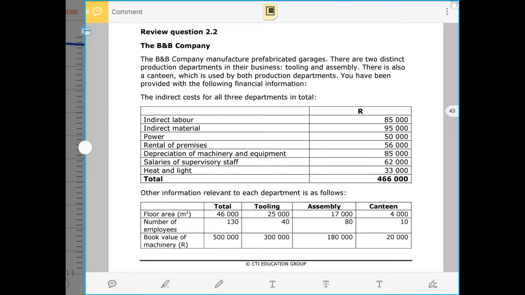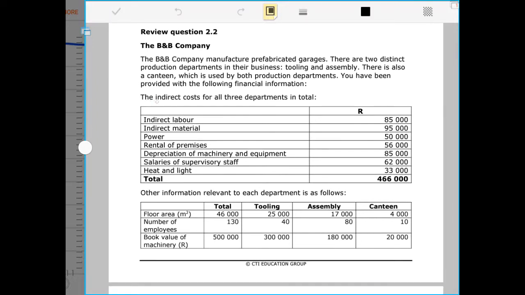You have been provided with the following financial information. The indirect cost. The indirect cost for all the three departments is given below in total. We are given the indirect labor, the indirect material, power, rent of the premises, depreciation of machinery and equipment, salaries of supervisory staff, and heating and lighting. Then the total of all the overheads is 466,000 rands.